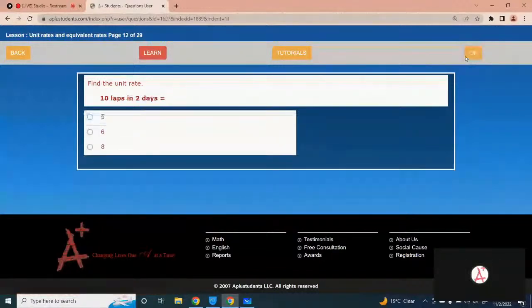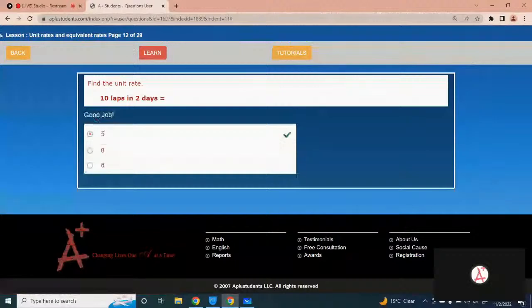Okay, 10 laps in 2 days. So it would be 5 laps in a day. Got it? 2 times 5 makes 10. So it would be 5. Just select the correct option and click on the OK button. Okay, you can complete the test by yourself later today.